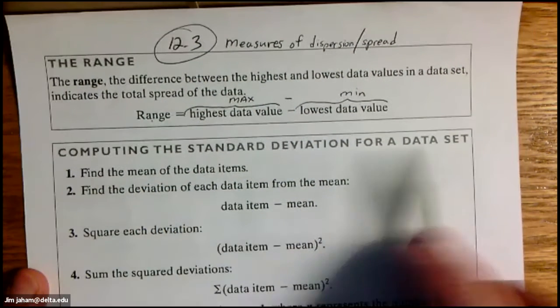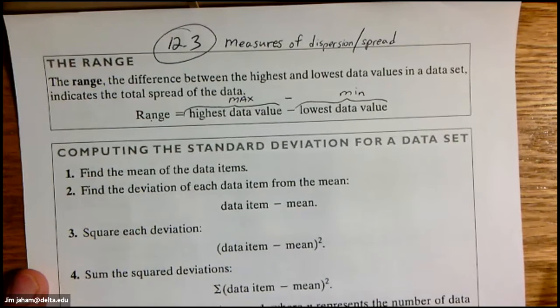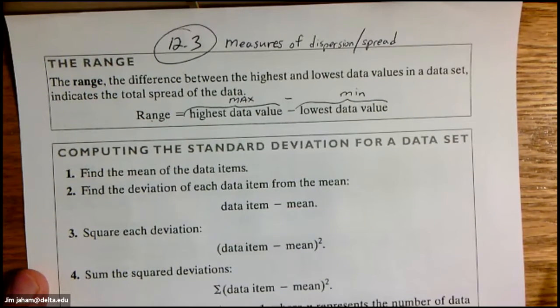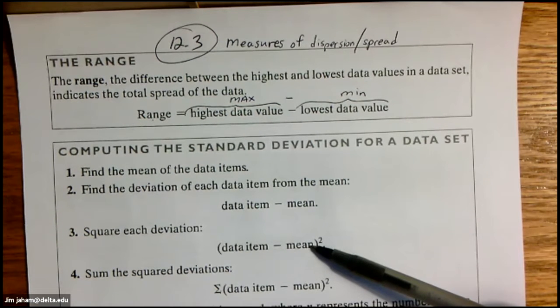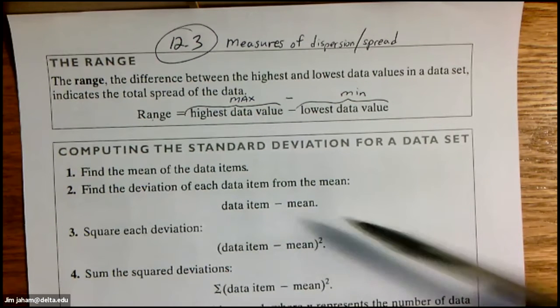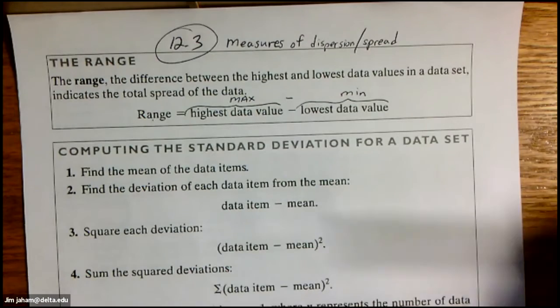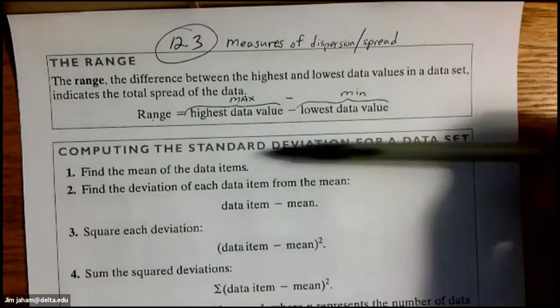All right, and then we're going to be calculating the standard deviation. Now, the standard deviation is like an average as well. It's just not averaging the data values. It's averaging instead the deviations from the mean. And so let me show you with a small data set what all of this means.